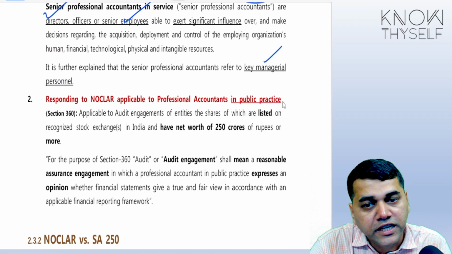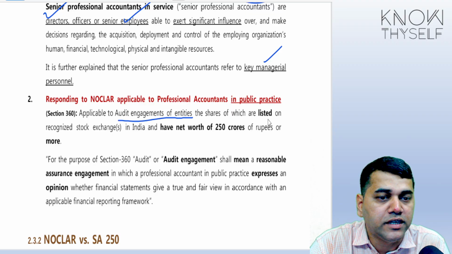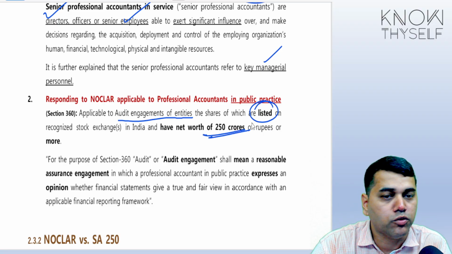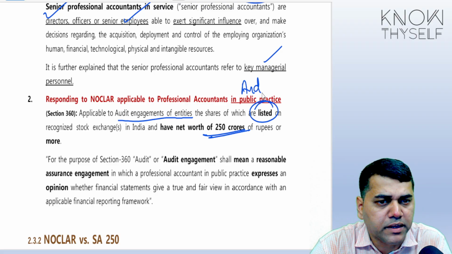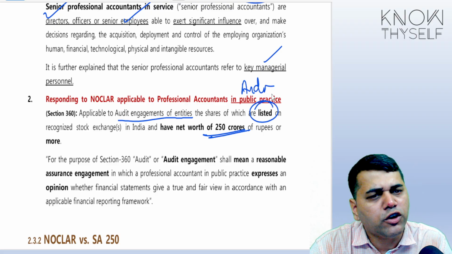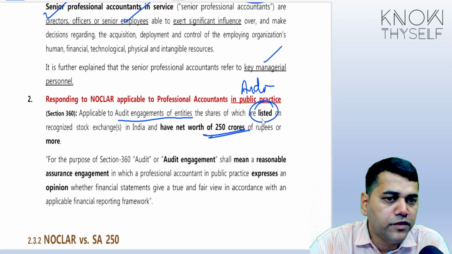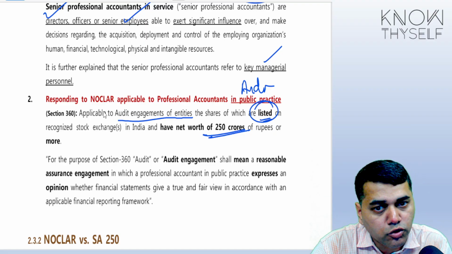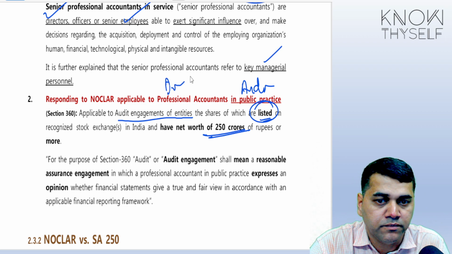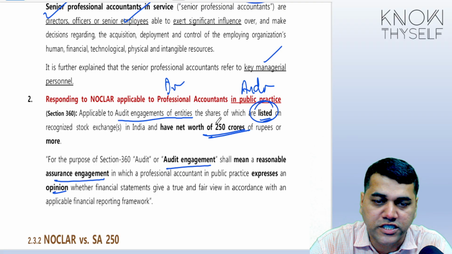And for a professional accountant in practice, yes, it is applicable. It applies to audit engagements of entities which are listed on a recognized stock exchange and have a net worth of 250 crore rupees or more. In that case, even for you as an auditor it becomes applicable. You could be an internal auditor, a performance auditor, any auditor. But if you are an auditor of a listed entity having a net worth of 250 crores or more, and you come across NOCLAR, yes, you have disclosure requirements. Audit engagement shall mean the reasonable engagement where you are going to express your opinion on the financial statements.